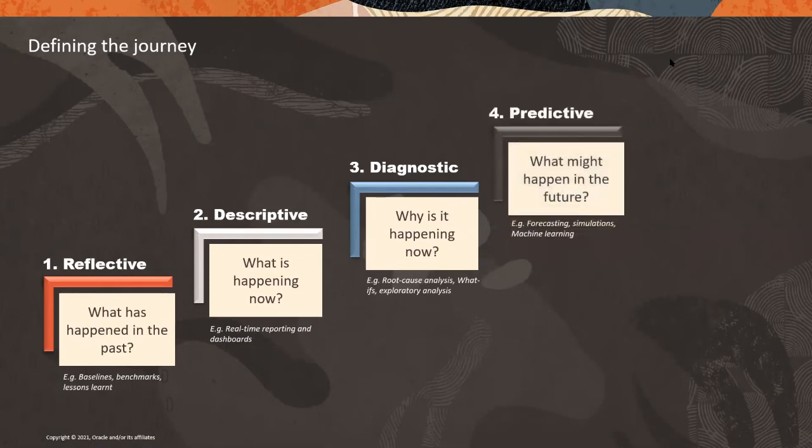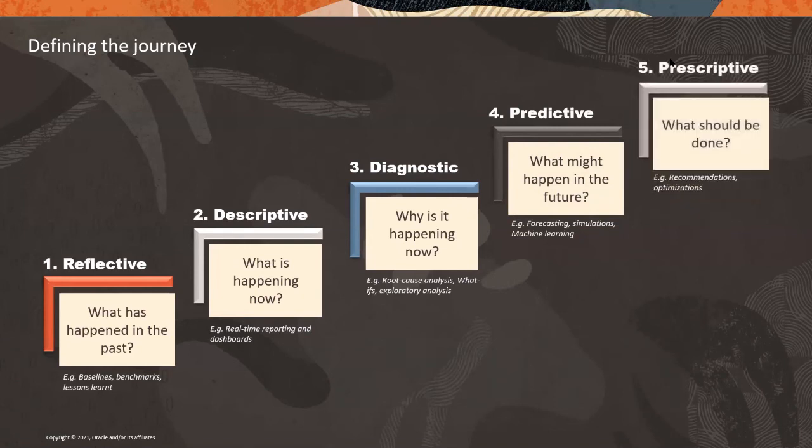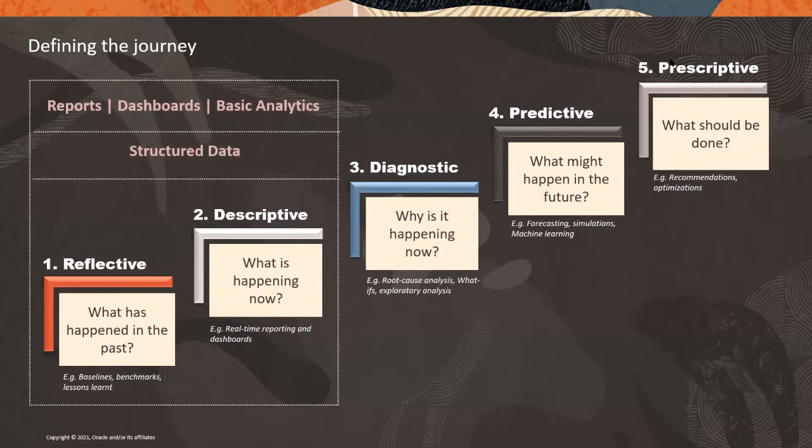And what we are trying to do here is talk about predictive, what might happen in the future. So think about it as forecasting, simulations, machine learning. And the holy grail is prescriptive, where you're making recommendations and optimizations, where you're saying what should be done if our predictions come true.